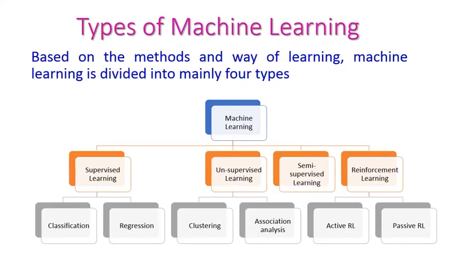Based on the way of learning, the machine learning algorithms are divided into 4 types. The first one is supervised learning, second one is unsupervised learning, third one is semi-supervised learning, and the fourth one is reinforcement learning. When it comes to supervised learning, there are two types: classification and regression. When it comes to unsupervised learning, again two types are there, clustering and association analysis. When it comes to reinforcement learning, two types are there, active reinforcement learning and passive reinforcement learning, right?